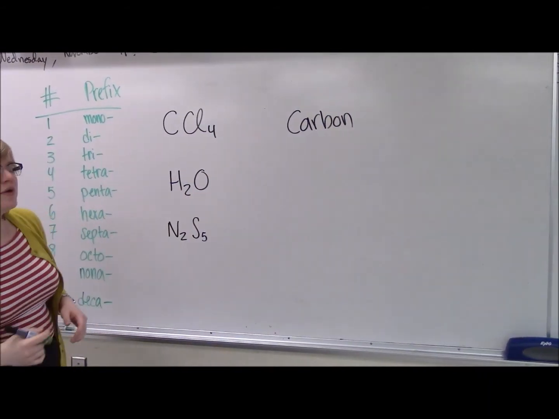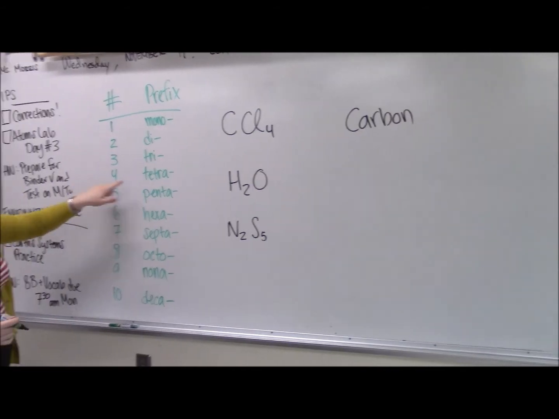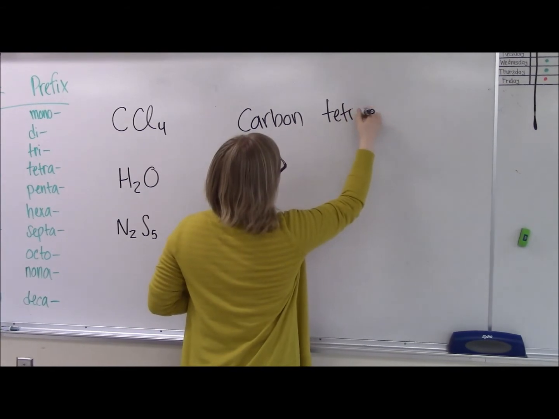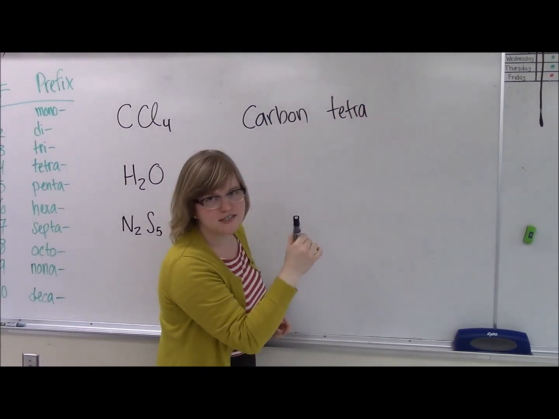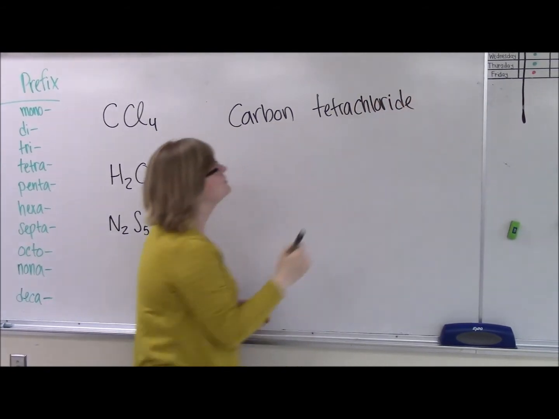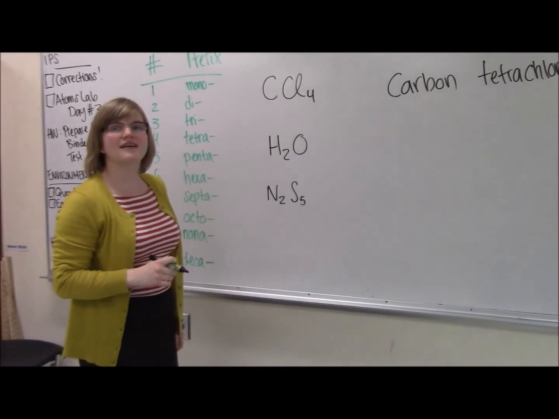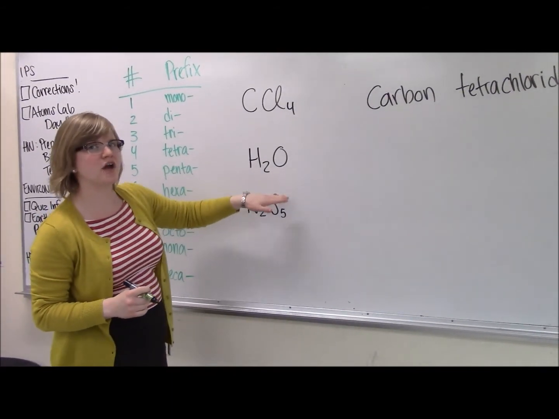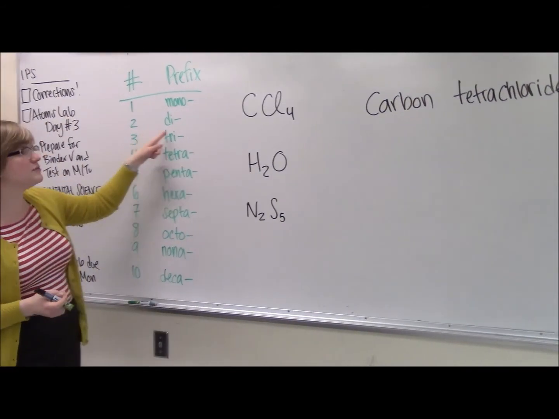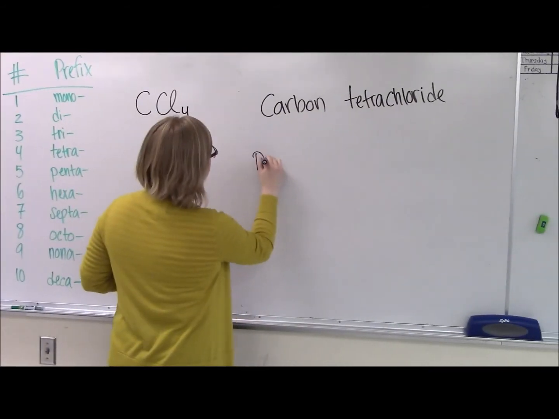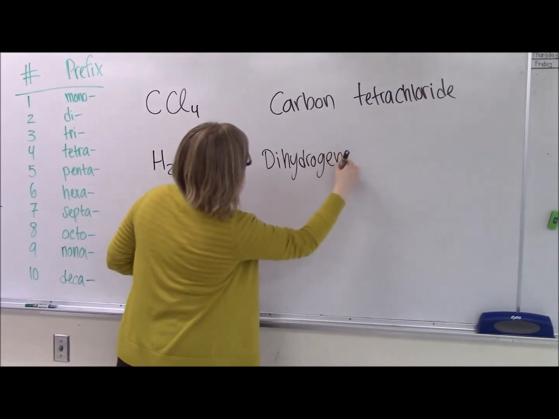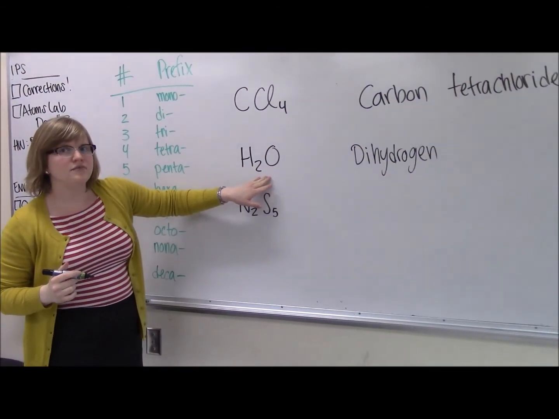Our second element, chlorine, there are 4 of, so we need tetra as our prefix, carbon tetra, and then we have to change the suffix, so it's going to be chloride. Our second compound is with 2 hydrogen atoms and 1 oxygen atom. Since there's more than one of the first element, we have to use a prefix, and that prefix will be di. So this is dihydrogen.